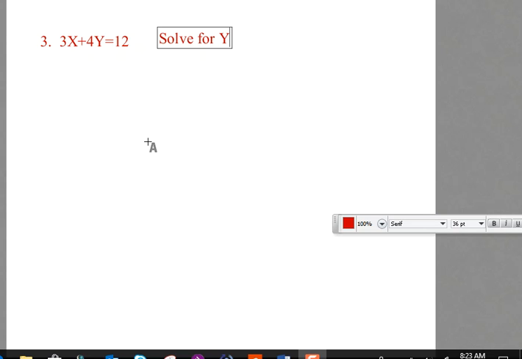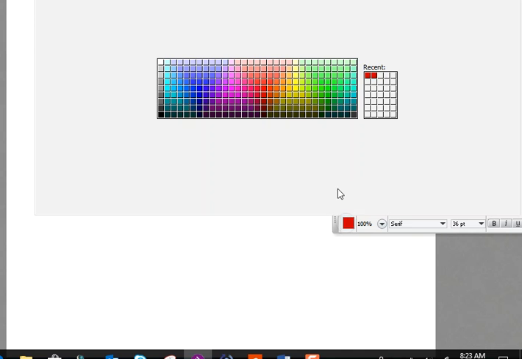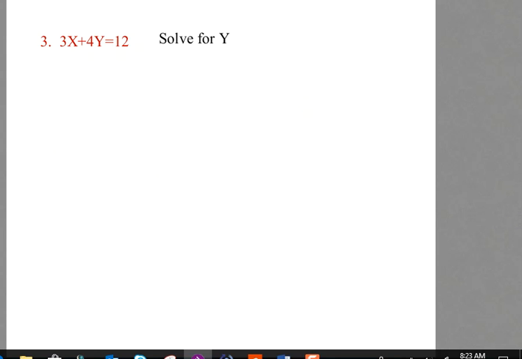Okay, so for question number 3, we have 3 times x plus 4y equals 12. And we're supposed to solve for the y. Okay, so you guys can see that we have the y. It's on the left side of our equation, isn't it? It's right here. Let me go ahead and put that in a different color. Okay, so in order to solve for this y, that means we need to get the y by itself, right? We need to isolate the y.